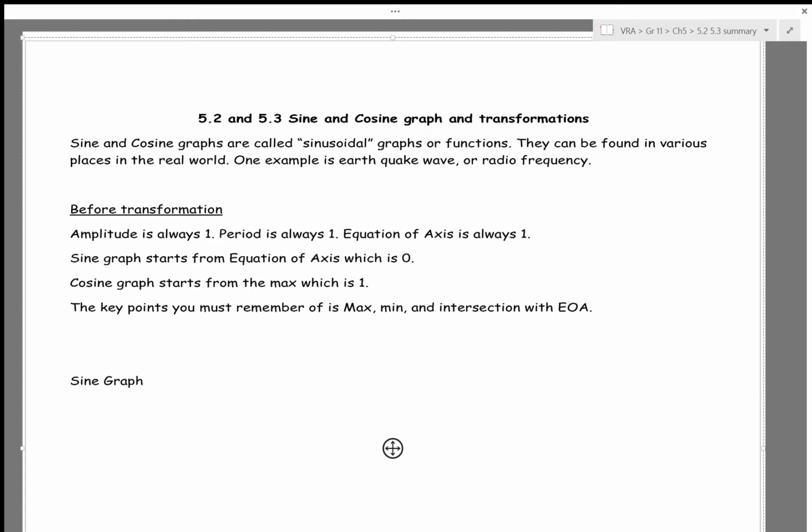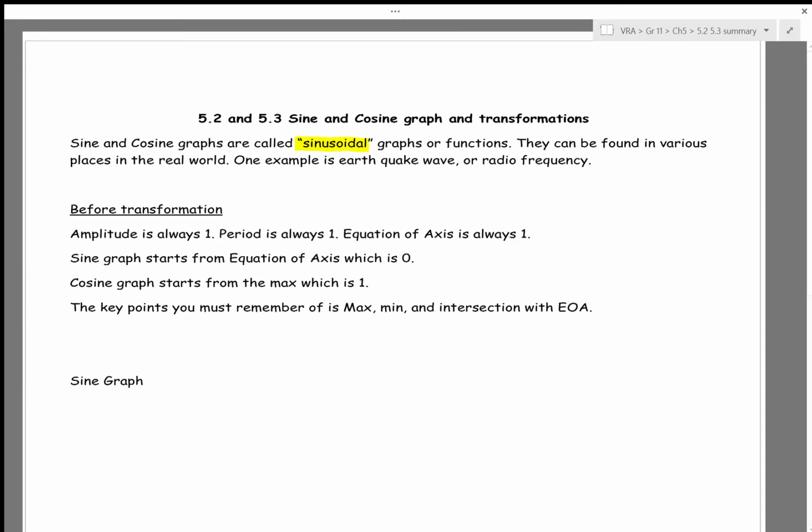Now, before we start 5.3, we have to go over some of the terminology here. From time to time, sine and cosine functions can be called sinusoidal functions, as you can see right here. I'm just going to highlight it. Sinusoidal function or sinusoidal graph means it is a sine or cosine function. Examples we can see in real life are earthquake waves or radio frequency waves, something that goes up and down and up and down with periods or repetitive cycles. Then it can be considered to be sinusoidal.